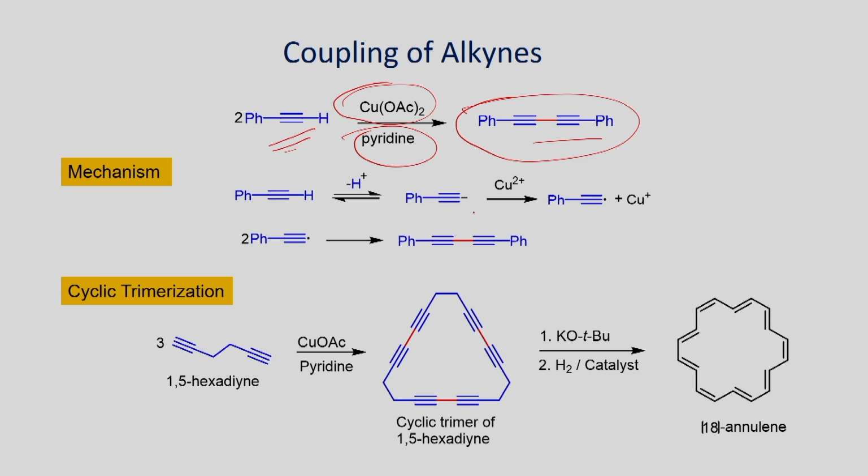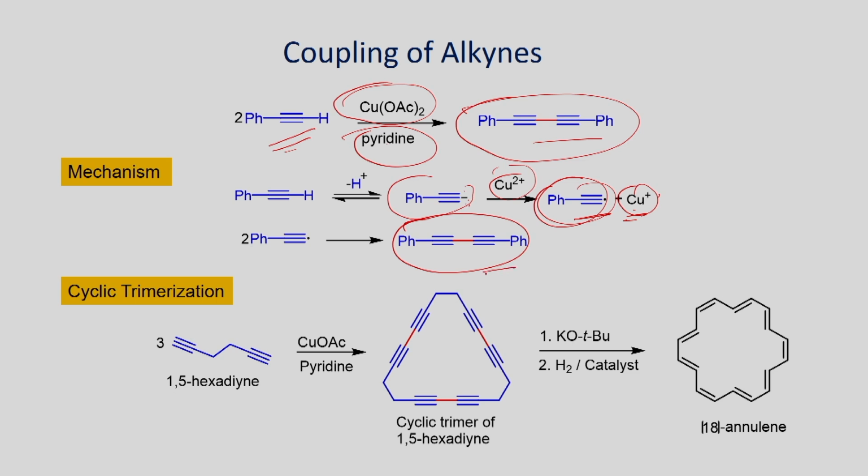In this reaction, the copper 2 is reduced to copper 1, where you convert this carbon-hydrogen bond. This bond is very strong, and when you use base, you can deprotonate. You have this carbanion which can be converted into a radical, where copper 2 will be reduced to copper 1. Once you form this radical, it can undergo dimerization to give this compound.